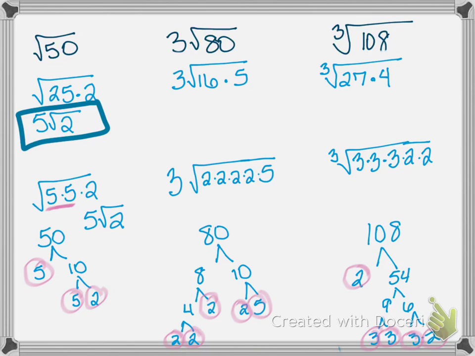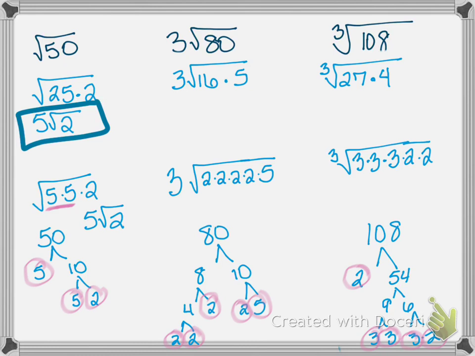So again, if you do the prime factorization, if you take 80 and you break it down to 8 times 10, 8 breaks down to 4 times 2, and then 4, 2 times 2. So you've got your primes. 10 breaks down to 2 times 5. So 2 times 2 times 2 times 2 times 5 equals 80.